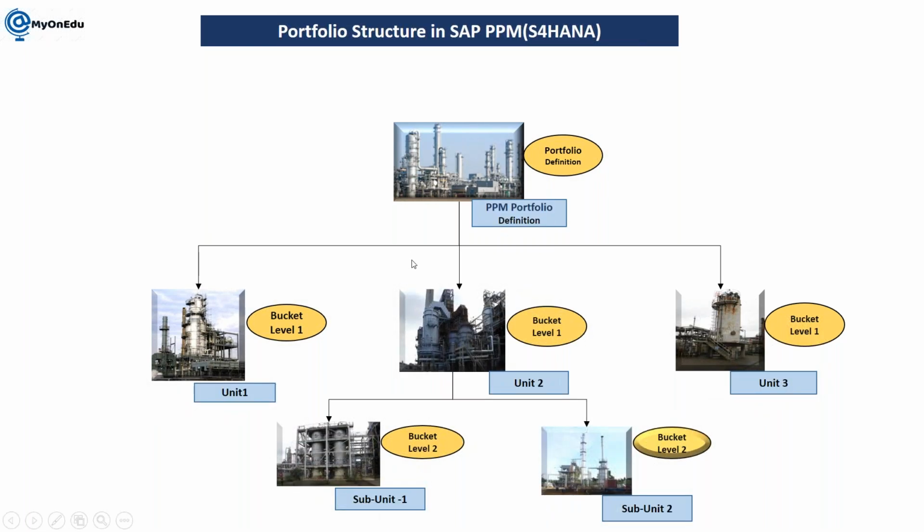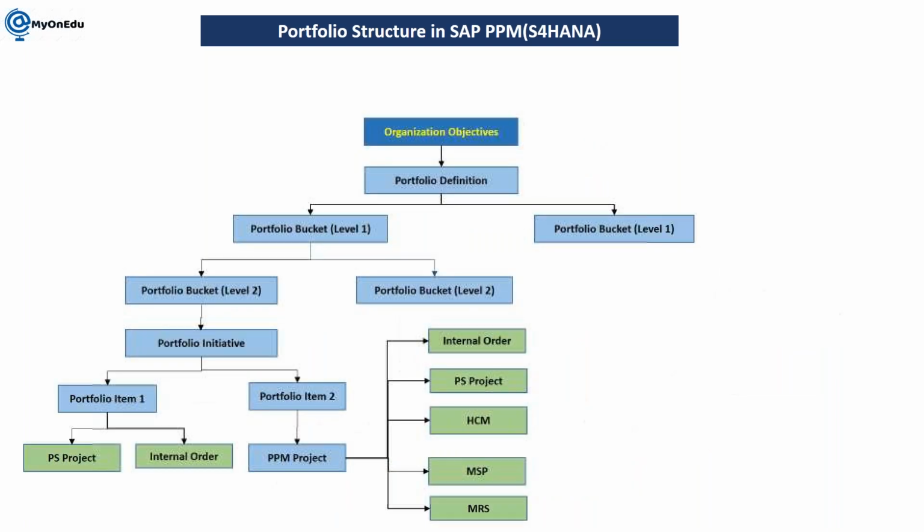Okay, I have taken another example. Let's say this is your portfolio definition, this is a unit, and at the further level we have division as per your process. We can define it as per your organization structure, or as per your product level also. So there are different provisions to finalize your portfolio structure. We'll understand in detail in our upcoming sessions.